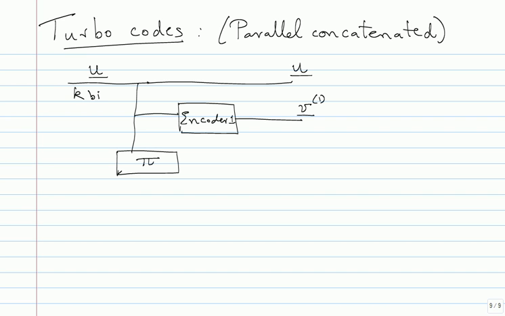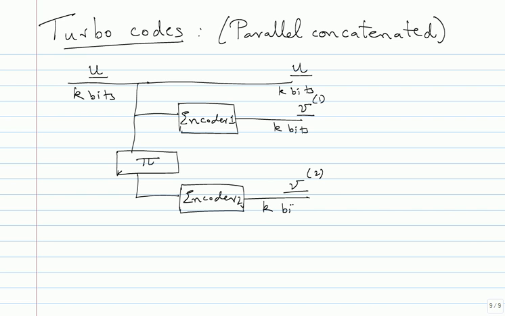So think of this as k bits, and this would be k bits again. This is a rate half systematic encoder, so the number of parity bits it produces is k bits once again. Then you do an interleaving. What do I mean by interleaving? You take these k bits and permute them in a different way, and then run it through another rate half systematic encoder. I'll call it encoder 2, and it produces V2, which is again k bits. This is a random interleaver, maybe a pseudo random interleaver. The permutation is available at the decoder. All this is known at the decoder.